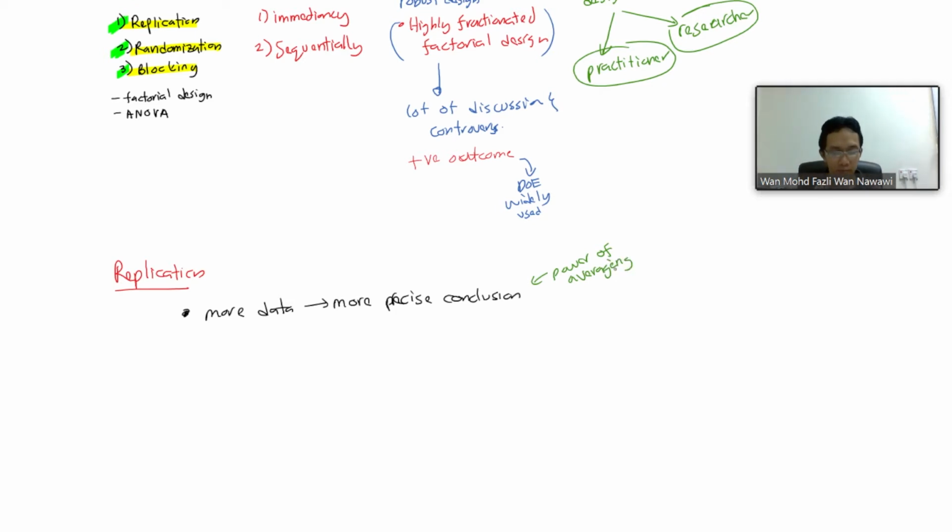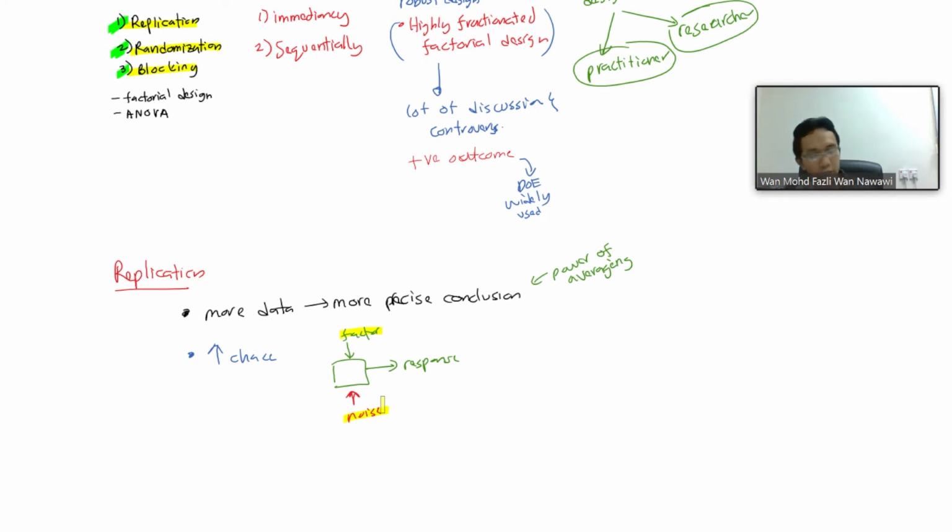So replication improves the chance to separate signal and noise. Remember before, we have this system, and then you have the response, and then you have the factors, and apart from this you also have noise. So when you do replication, you can separate the factors and noise better, and that's why you do the power calculation and so on that we learned before.